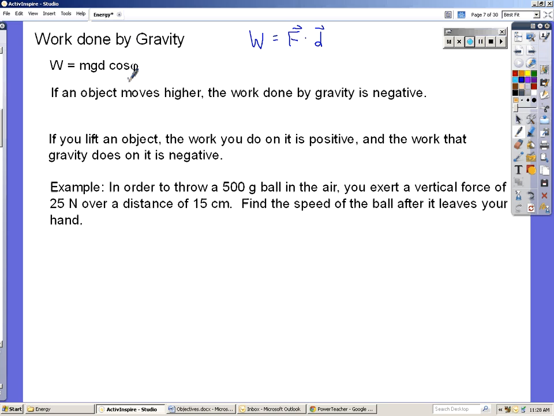So here's an example. In order to throw a 500-gram ball in the air, you exert a vertical force of 25 newtons over a distance of 15 centimeters. We want to find the speed of the ball after it leaves your hand.